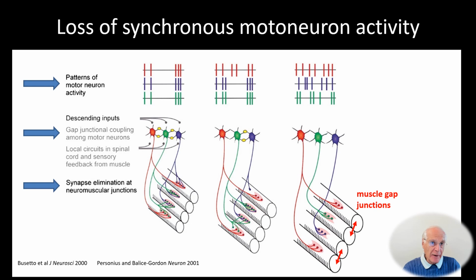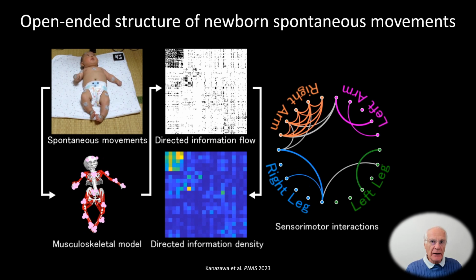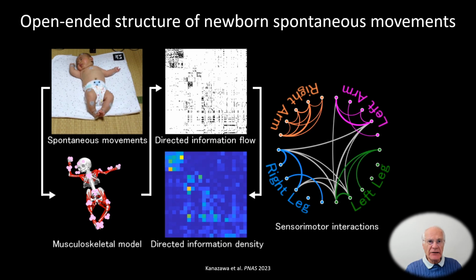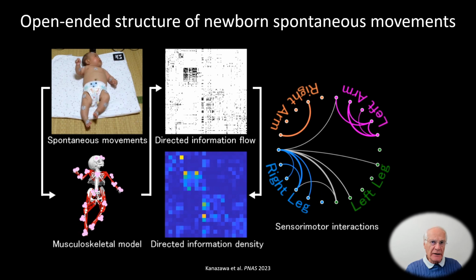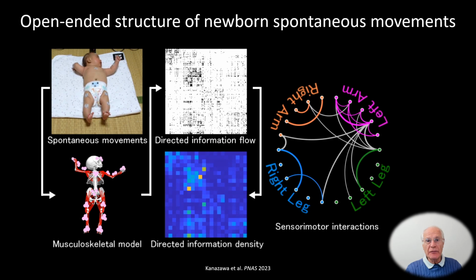Infants generate spontaneous movements for several months after birth. These movements are erratic, chaotic, apparently purposeless. However, the existence of an underlying structure can be revealed with different methods. Kanazawa and colleagues in Tokyo describe maps of information flow among movements and proprioception throughout the body. They found that the sensory-motor interactions fluctuate at discrete times.